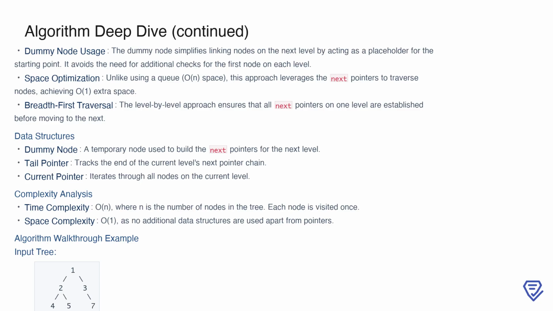In terms of complexity, the time complexity is O(n), since every node is visited exactly once. The space complexity is O(1), because no additional data structures are used beyond these pointers. For example, consider an input tree where the root node has 2 children, and subsequent levels have varying numbers of children. Using this approach, we handle such structures efficiently while maintaining the correct next pointers.